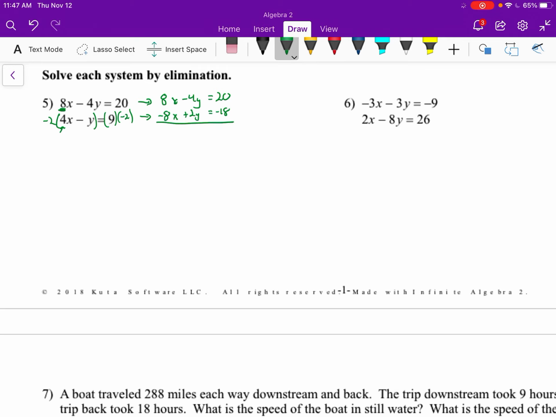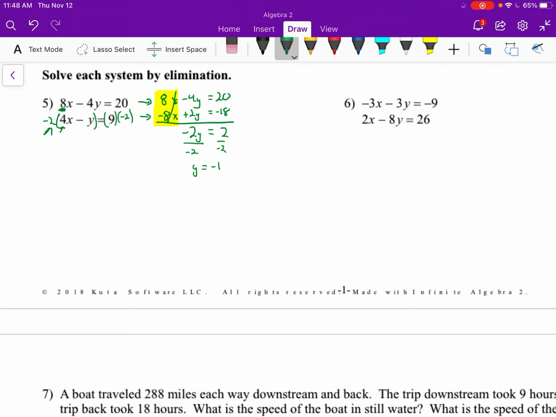And again, we multiplied by -2, so we would have these matching but opposite terms, 8x and -8x. So when adding those together, they become 0. And then -4y plus 2y is -2y. 20 minus 18 is 2. And divide both sides by -2. And we get y equals -1.